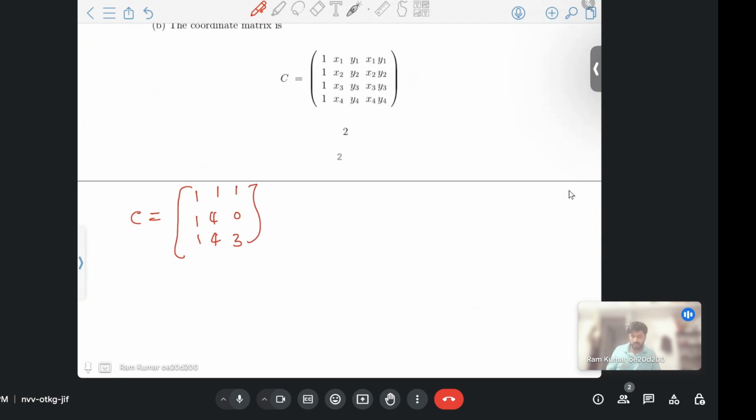So what will be determinant? How we are going to find this determinant? So determinant will be like this. We have 1 4 into 3 minus 4 into 0 minus 1, then 3 minus 0 plus 1, 4 minus 4. Then this will be 0, this will be minus 3, we will get 9. So we got determinant equal to 9.